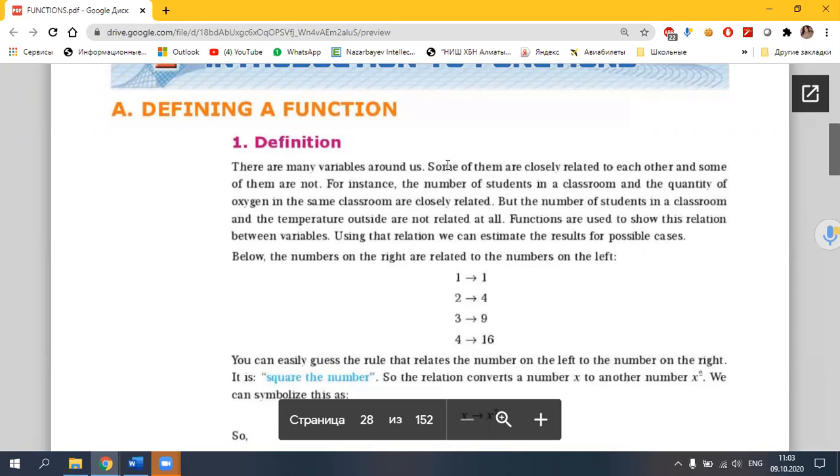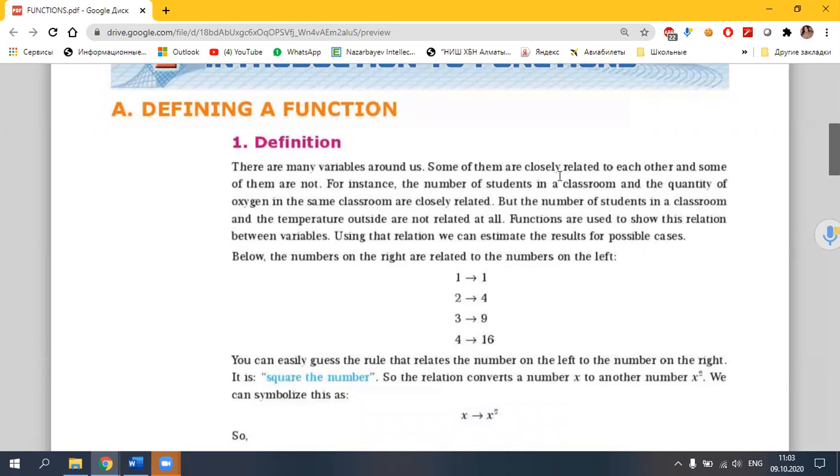There are many variables around us. Some of them are closely related to each other, and some of them are not. For instance, the number of students in a classroom and the quantity of oxygen in the same classroom are closely related.